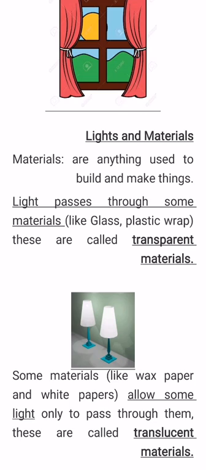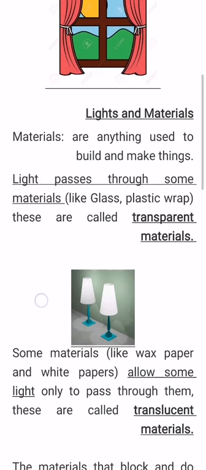The first type: when the light passes through the material, all the light passes through this material, it's called a transparent material. Like glass. The glass is a transparent material. The plastic wrap, the wrap you use to cover food, it's transparent. All the light will pass through it from one way to the other.